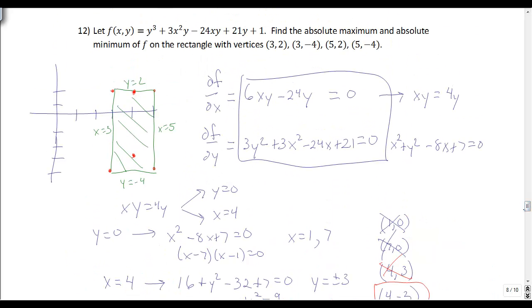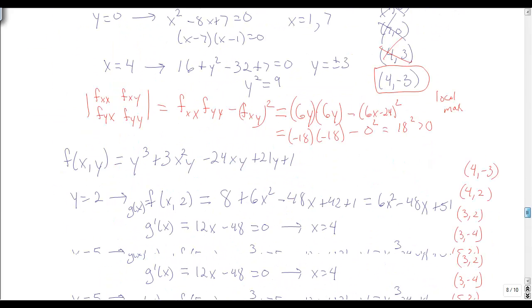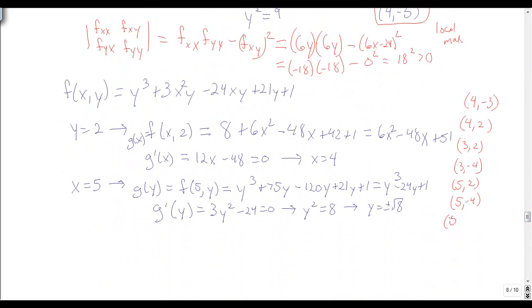Square root 8 is going to be somewhere between 2 and 3. If you did 5 and positive square root 8, you would end up above and outside of the rectangle. But negative square root 8 would be somewhere like here. So we're going to get a point at 5, negative square root 8, and I'm just going to add that to my list. Okay, 2 more sides to check.